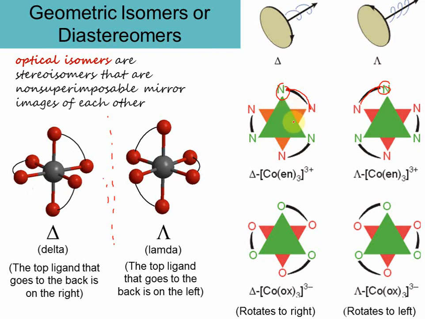shape where they can rotate either to the right or to the left. Delta means to the right and lambda is to the left.